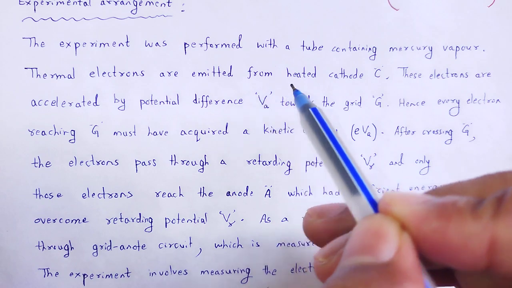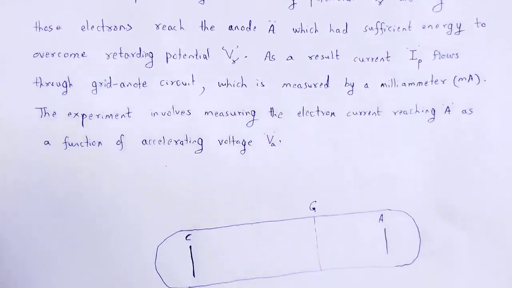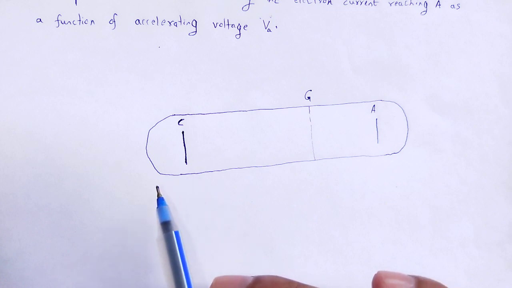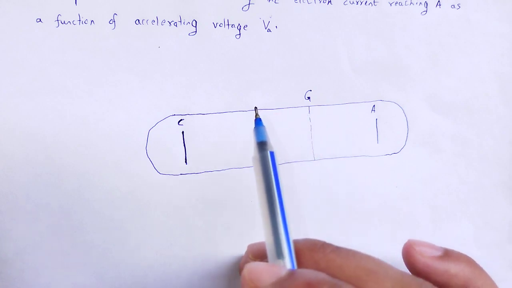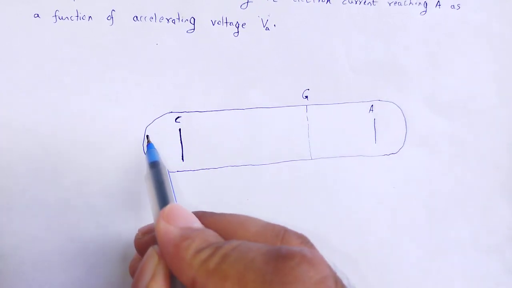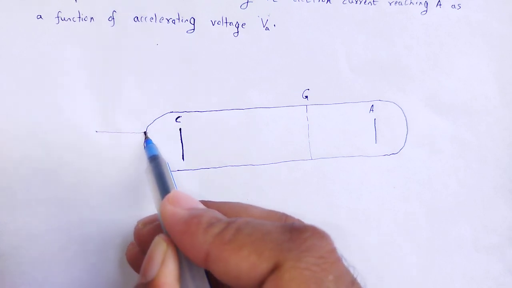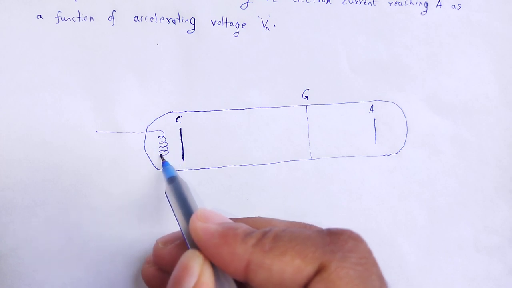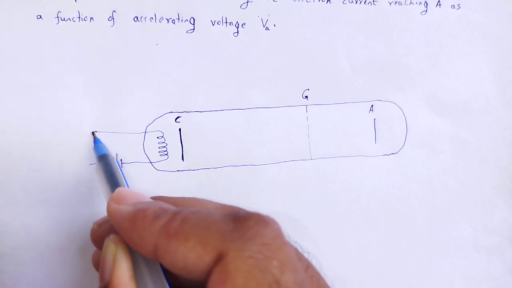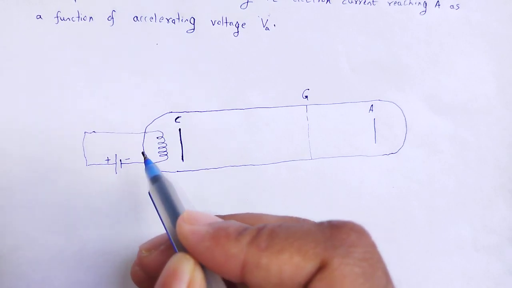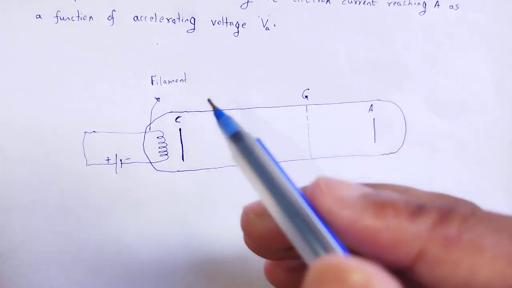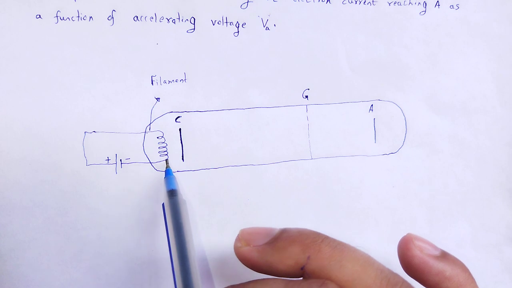Thermal electrons are emitted from the heated cathode C. From the cathode, electrons are emitted due to the phenomenon of thermionic emission, meaning heat energy is required to emit electrons from the cathode. Therefore, we use a filament battery, and the filament is used to heat.